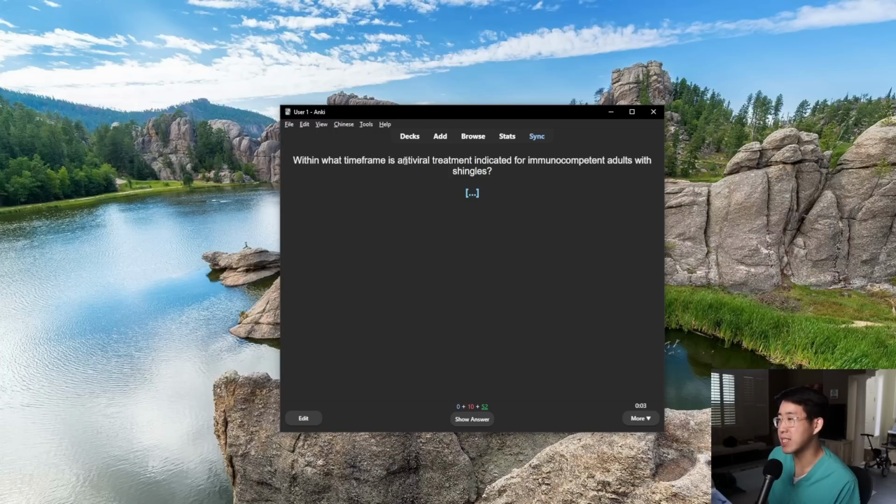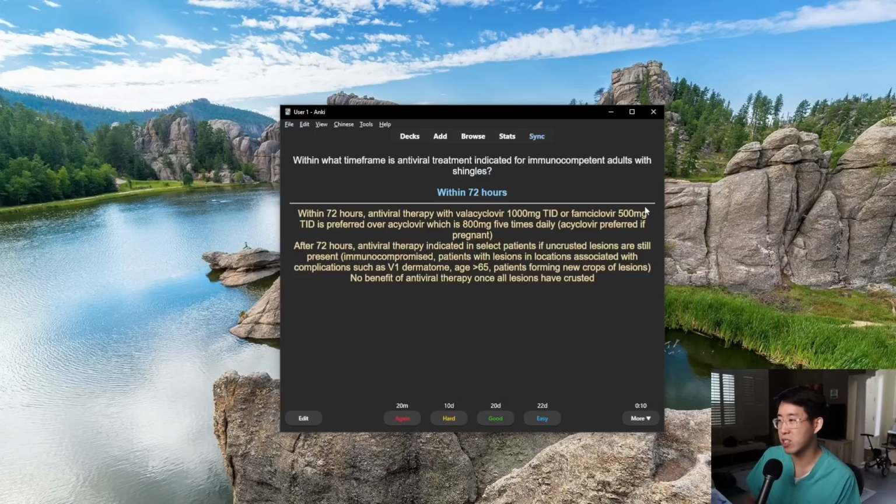What time frame is antiviral treatment indicated for immunocompetent adults with shingles? This is something that I encountered on my wards, and that's within 72 hours. Within 72 hours, you want to start valacyclovir or famciclovir, which is preferred over acyclovir, since acyclovir is 5 times daily. And if it's after 72 hours, antiviral therapy is still indicated if there's a lot of uncrusted lesions and you have selected patients that are immunocompromised. They have complicated areas like the V1 dermatome, advanced age, other things like that.